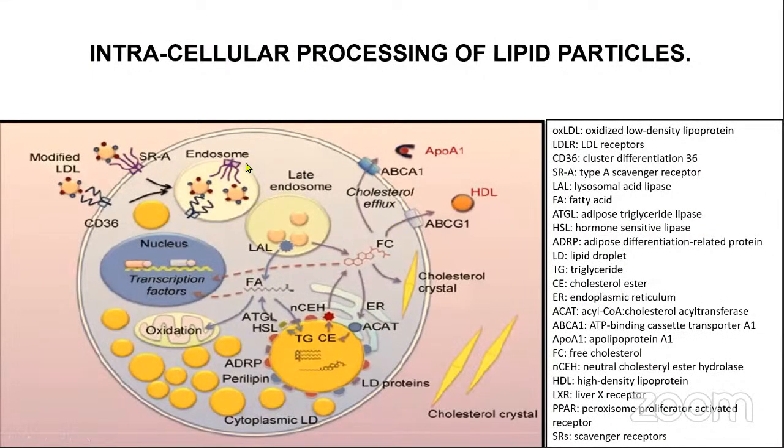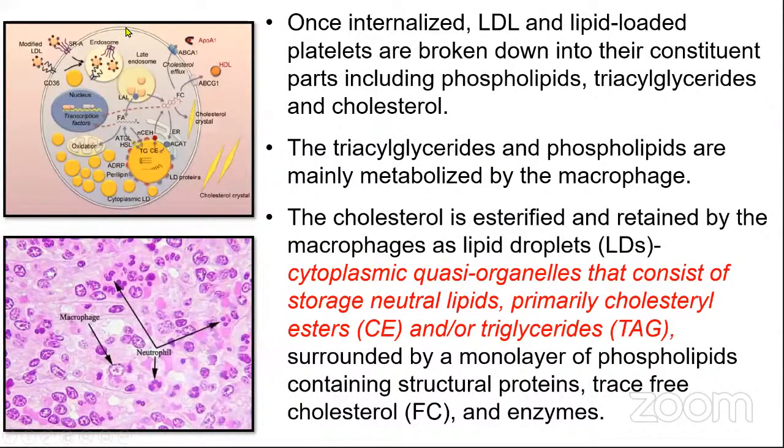So while this schematic explains how the lipids are taken up, the low density lipids are taken up through scavenger receptors into the cell cytoplasm and then follows a course as they move on to the formation of triglycerides and cholesterol esters, finally exiting as a cholesterol crystal or moving into the serum as high density lipids. So whatever low density lipids or lipids enter into the cell, they are broken down within the cell into their constituent parts. So you have phospholipids, triacylglycerides, and cholesterol.